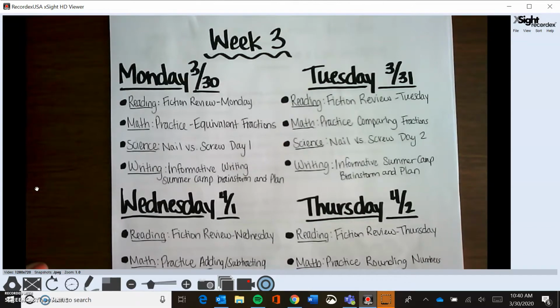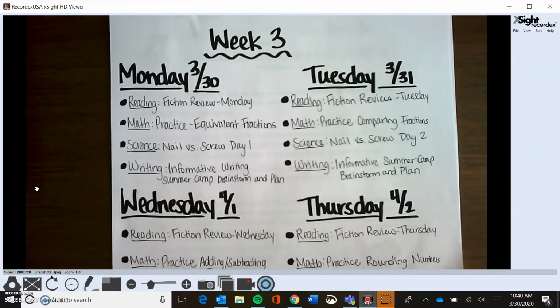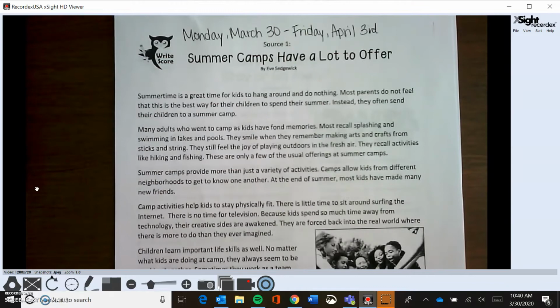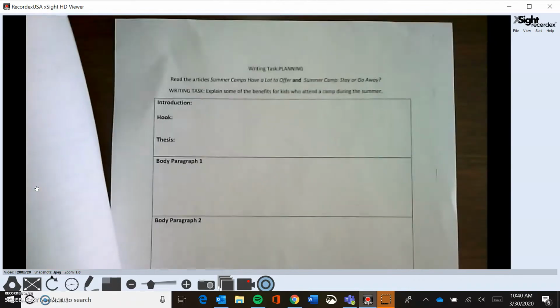Right, good morning, guys. We're going to keep on going. It's week 3. It's Monday. We're going to take a look at your writing for the week. So, you have 2 articles about summer camp, and then Miss Cannon sent you a graphic organizer.